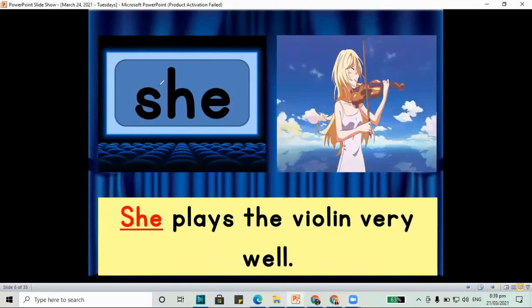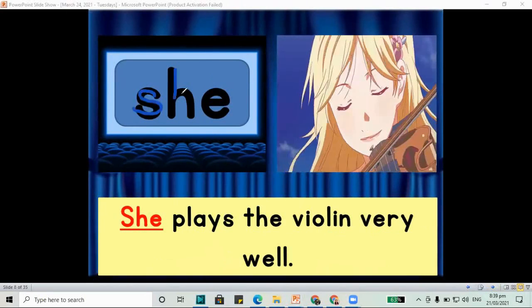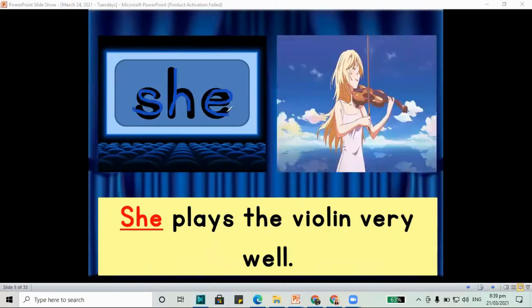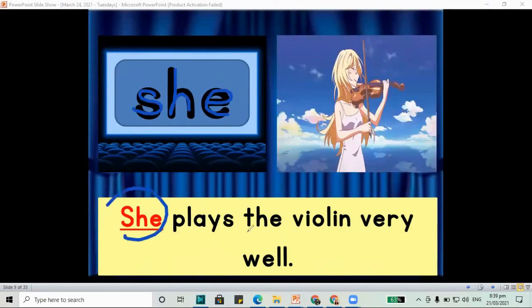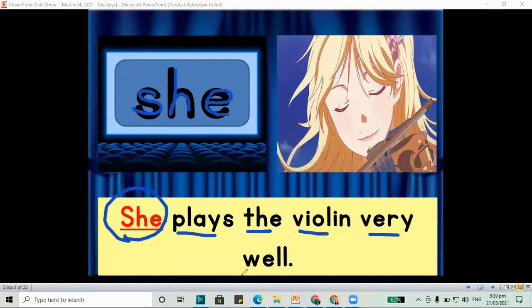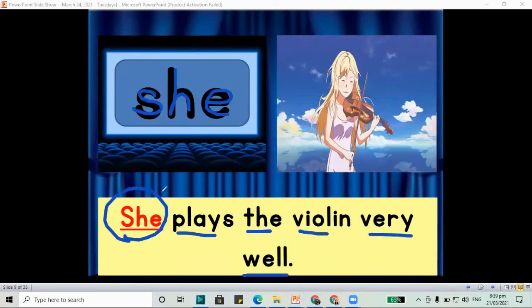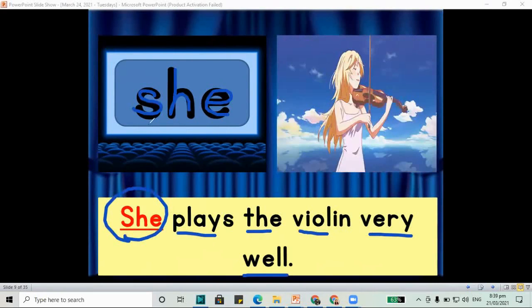We have the word she. S-H and the letter E makes the word she. She plays the violin very well. We have the word she. S-H-E, she.